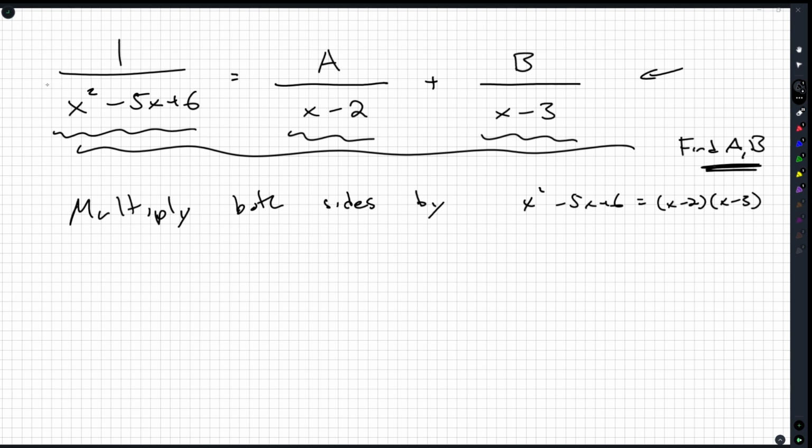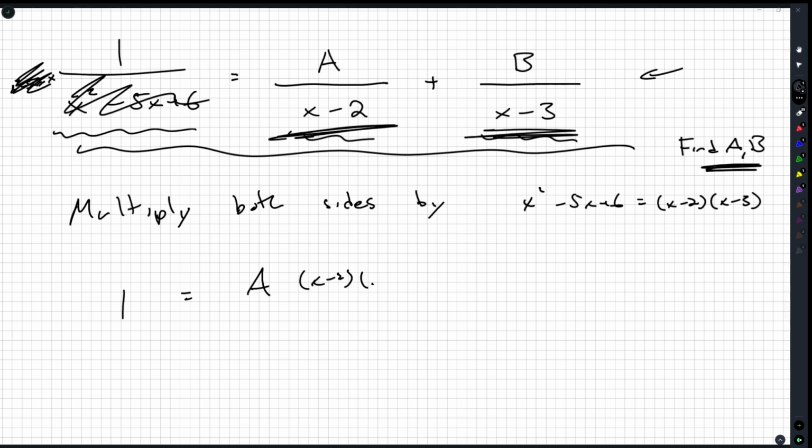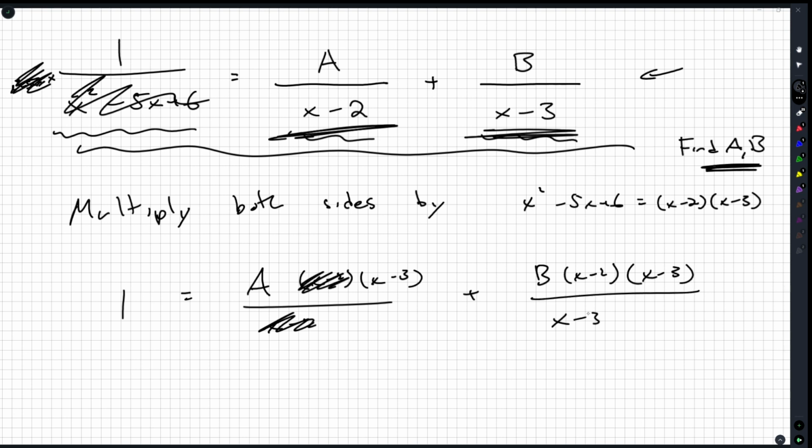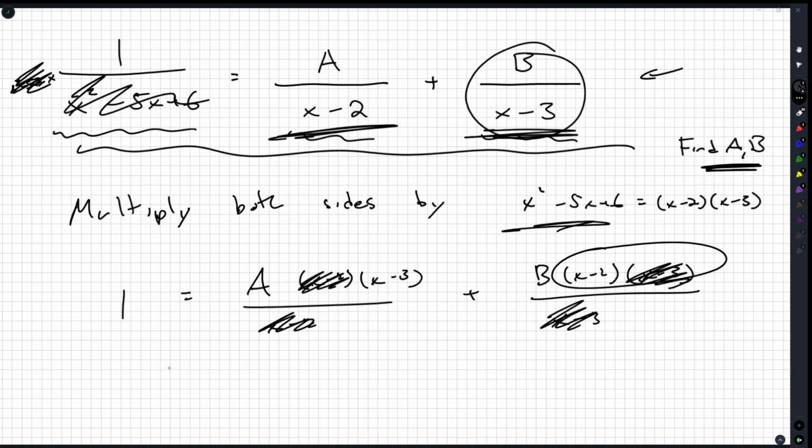Okay? So if I multiply on the left by x squared minus 5x plus 6, you're just going to be left with 1. If I multiply each of these terms by x squared minus 5x plus 6, it cancels out with the factor on the bottom. We had B over x minus 3, but now we're multiplying by x squared minus 5x plus 6. Well, the x minus 3 factors cancel out. So we're left with 1 is A times x minus 3 plus B times x minus 2.